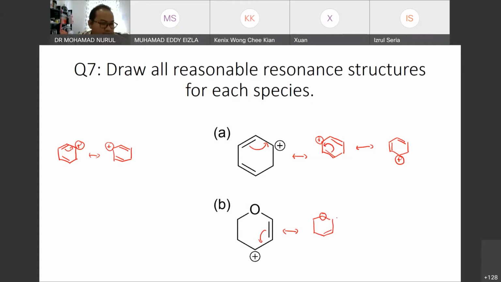So formal charge is here. And again, you have to bear in mind that oxygens have 2 electrons. So you can give it here. Okay, in this case, it's like this.